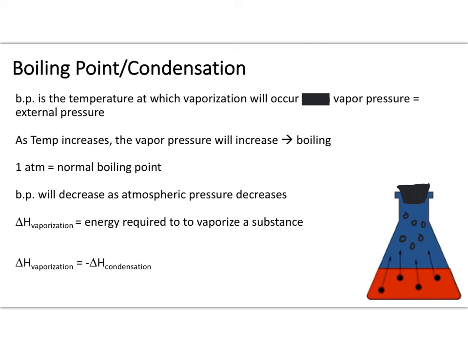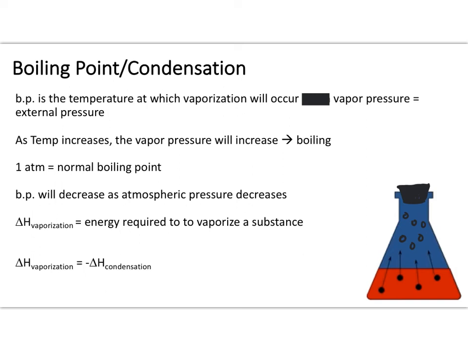Now, the temperature at which this process occurs is known as the boiling point, and the energy added during this process is known as your enthalpy of vaporization. So the energy that you have to put into the system in order to get it to vaporize is known as your delta H of vaporization.